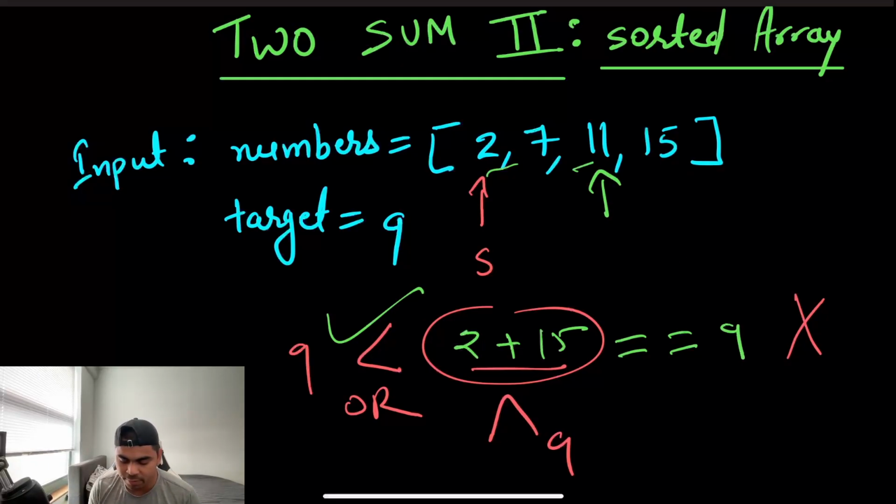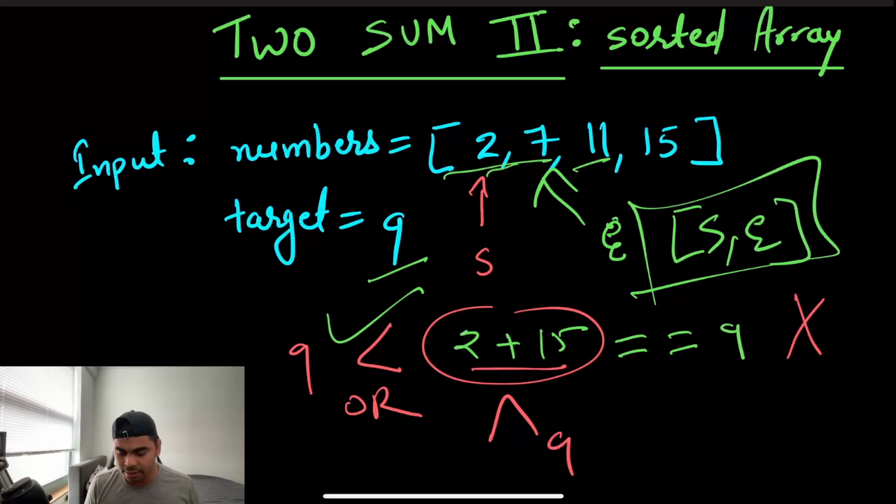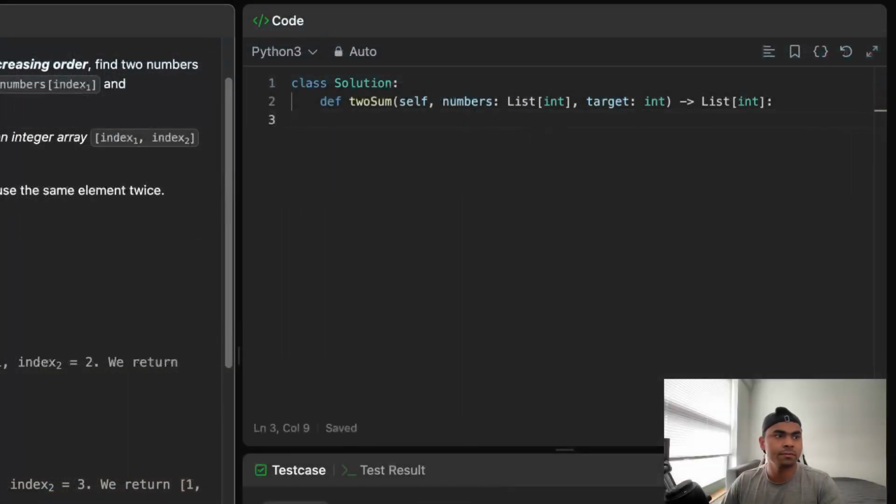This time 11 plus 2 is 13. We're trying to find 9, so we move E one index back again, and then we return both of these indexes, S and E, and that is our answer. I think that's pretty easy. The time complexity is O(n), and we have reduced the space complexity from the regular two-sum problem to constant space. Quite easy, I guess.